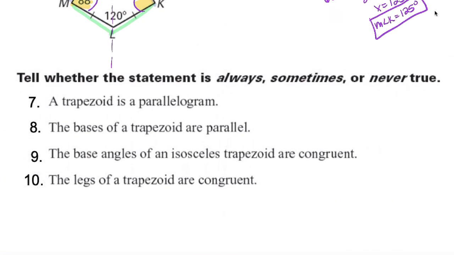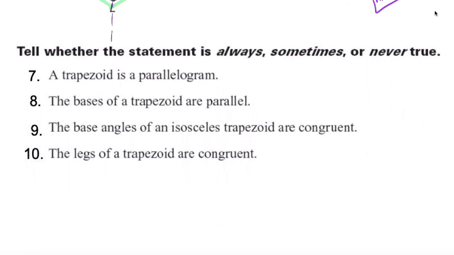The last little bit of notes here, we have some statements, and we're going to determine if they are always, sometimes, or never true. A trapezoid is a parallelogram. That is a never. Trapezoids are only allowed to have one pair of opposite sides parallel to each other and therefore can never be a parallelogram. The bases of a trapezoid are parallel. This is true all the time. It's the legs that are not parallel in a trapezoid.